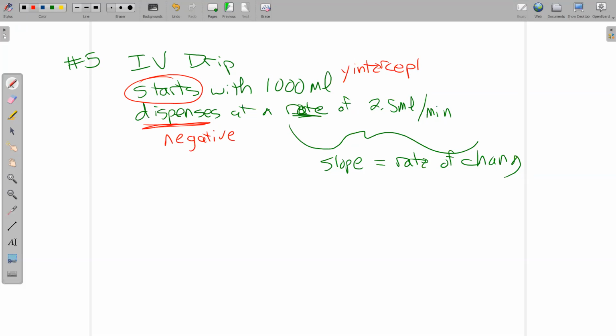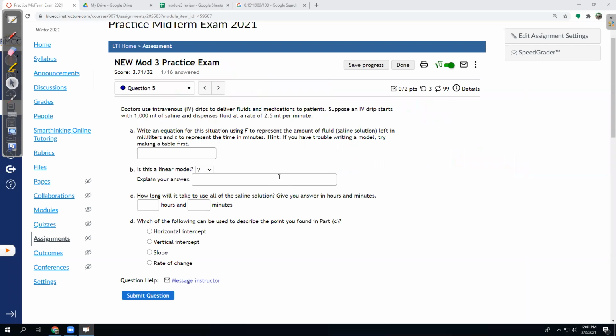So whenever I have a problem that's new to me and I'm trying to figure out what the heck to do with it, just reading it isn't enough. I've got to read it several times, take some notes on it, and try to relate it to stuff that I know. And here, let's see if I read the next question. It says, write an equation using F to represent the amount of fluid left in milliliters, T to represent the time. Hint, if you have trouble writing a model, try making a table first.